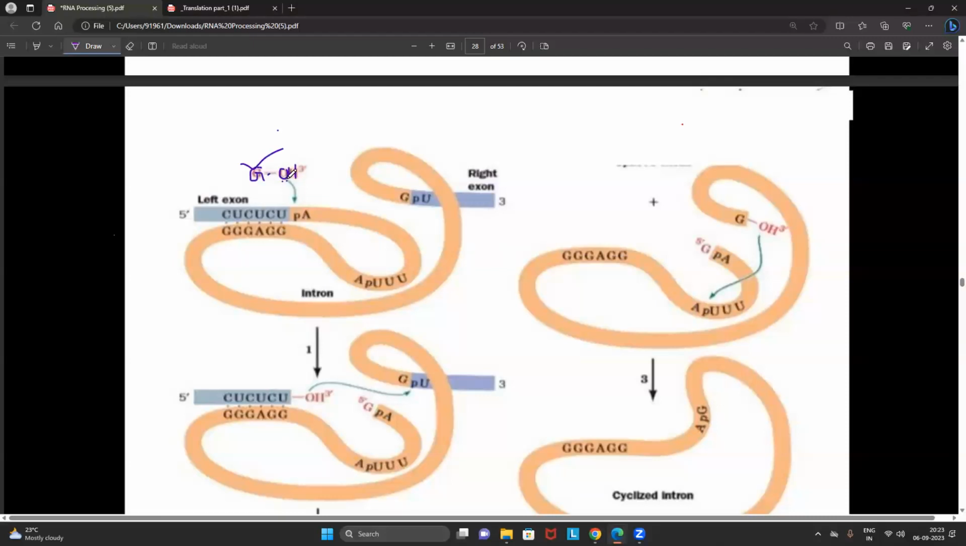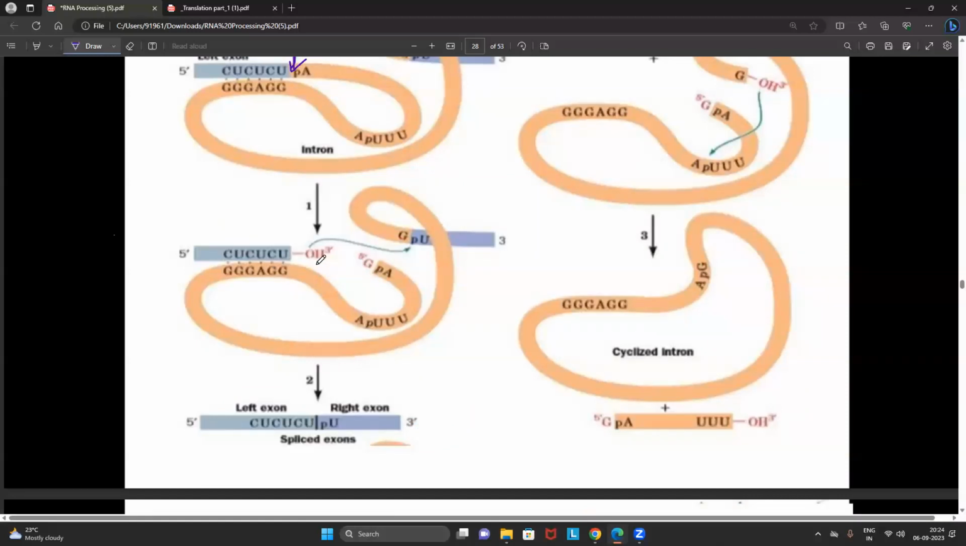So oxygen acting as a nucleophile, you know very well. Now, friends, the oxygen will come and cut the 5' splice site. You can see, right? So now you see this, half of the intron came out. This is called the first transesterification mechanism.